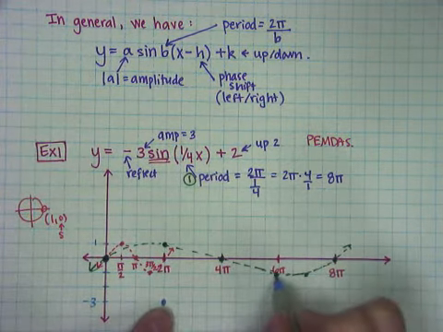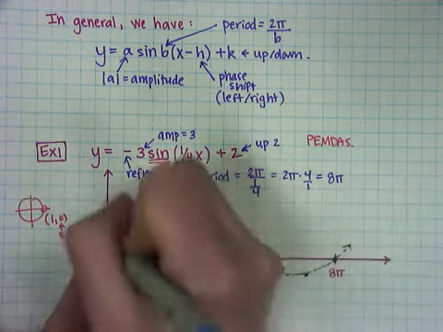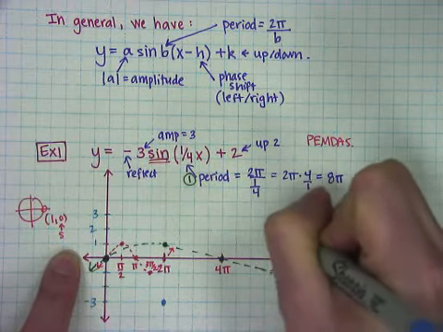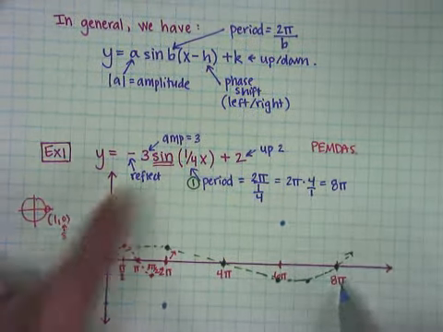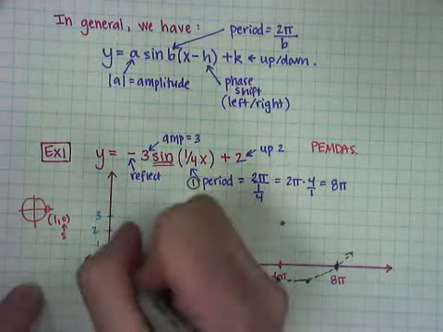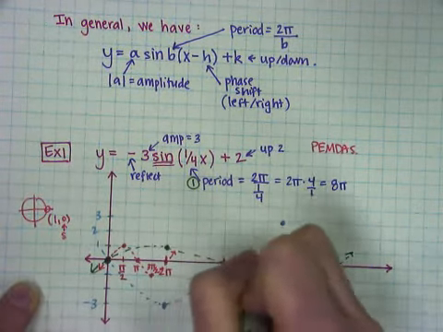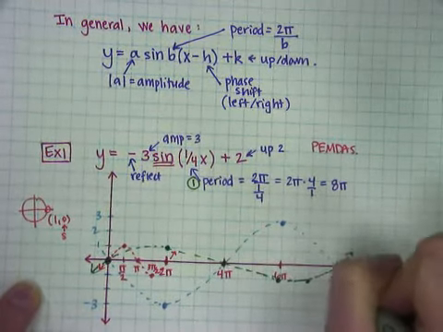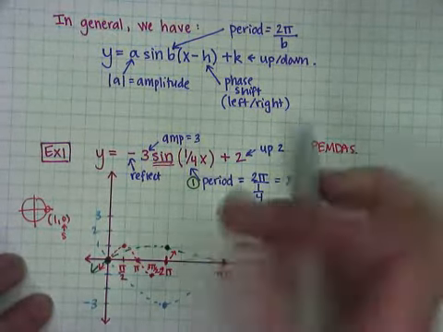0 stays 0. -1 times -3 is +3. So I'm going to count 1, 2, and put the graph literally at 3. And then 0 times -3 is 0. So now I'm going to get this dotted line. Okay, so that's my sine curve.